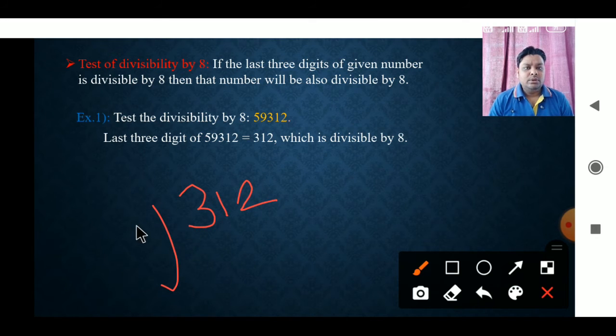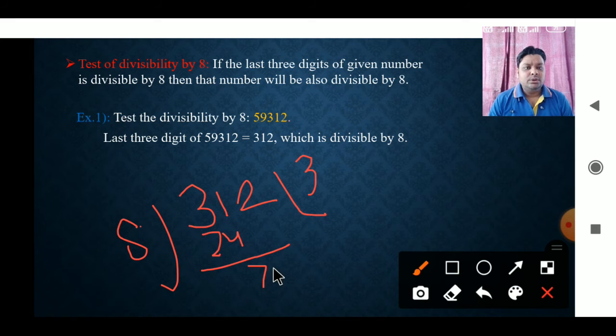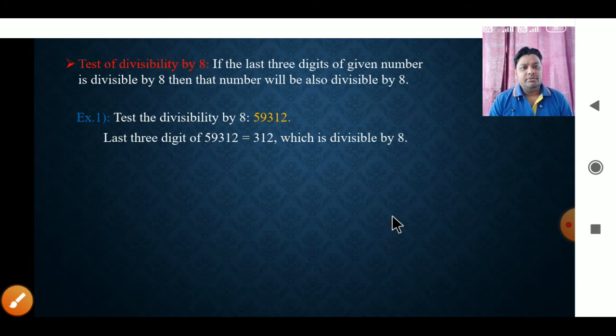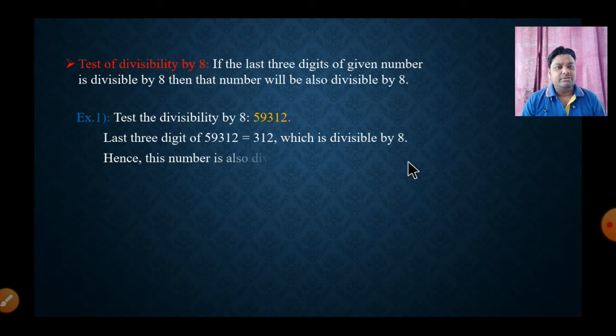Now if we divide 312 by 8, then 8 3s are 24. Now what is left? The remainder will be 7 and 2 we will write next to it. Then 8 9s are 72. Clearly divisible, 39 times. So we can say it is clearly divisible by 8. So we can say that this number is also divisible by 8.